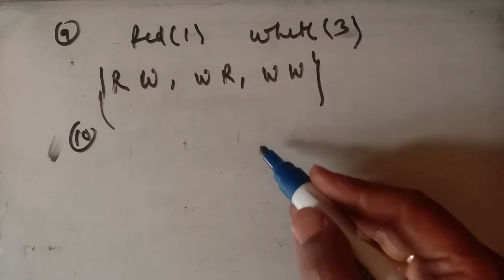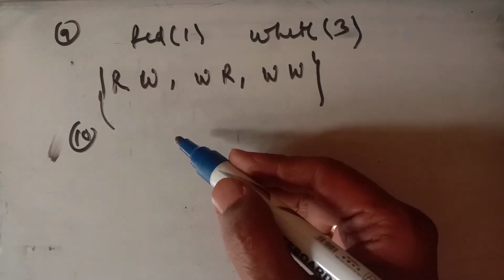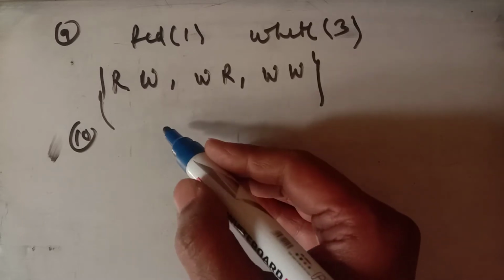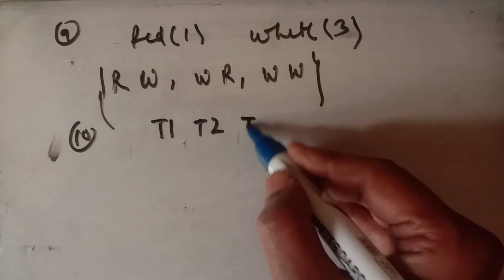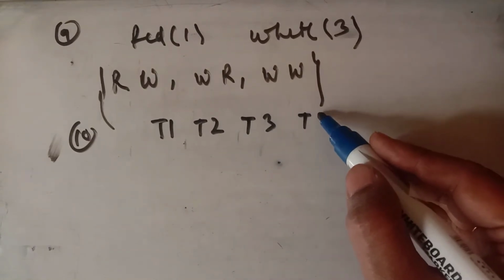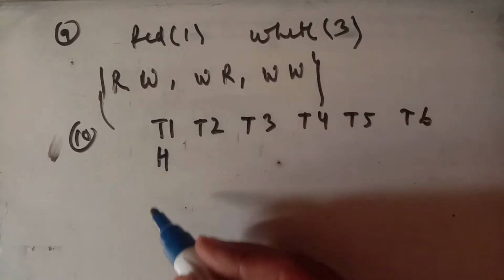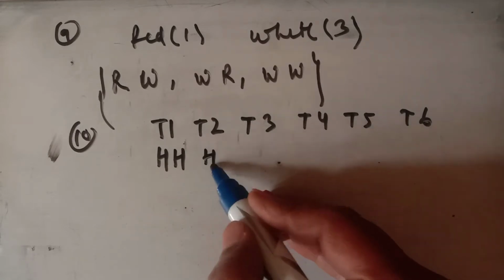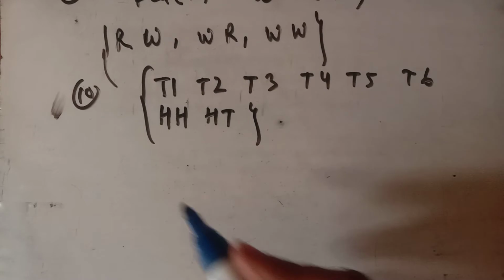In 10, an experiment consists of tossing a coin and throwing it a second time if the head appears. If the tail appears on the first toss, then we throw a die. So on tail we are throwing a die: tail 1, tail 2, tail 3, tail 5, tail 6. And when we get a head on the coin, we throw the coin again, so it can be head tail. So on tail we throw a die, and on head we throw the coin again.